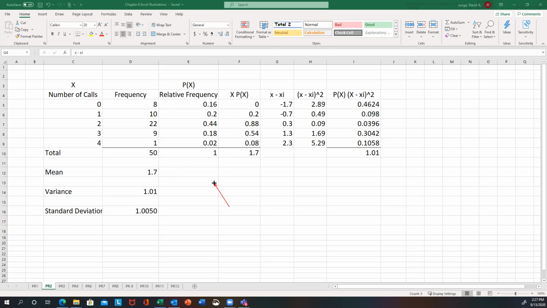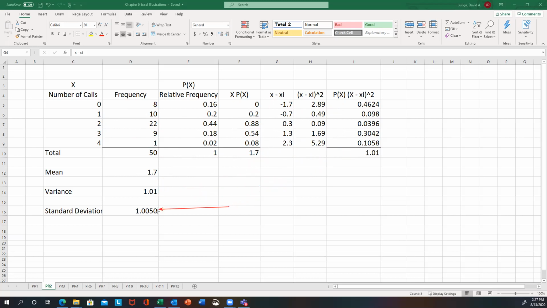Now, to get the variance, I did it just like the other problem, x minus x bar. So 0 minus 1.7 is negative 1.7. 1 minus 1.7 is negative 0.7. 2 minus 1.7 is 0.3, and so forth. I then squared each of these. Here's my squared. And once I got this, I took your squareds times their probabilities right here. Then this column, you add those up, and you get your variance, which is 1.01.